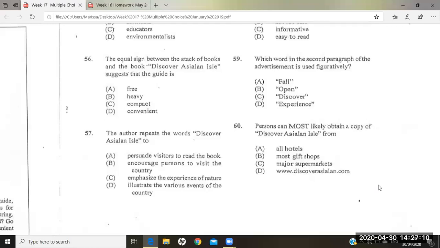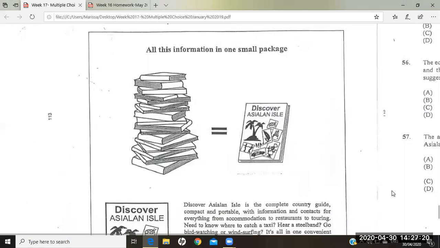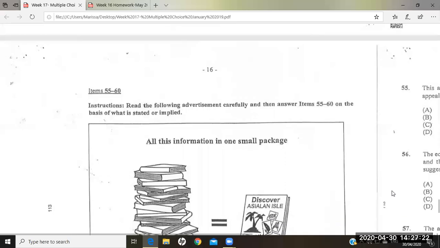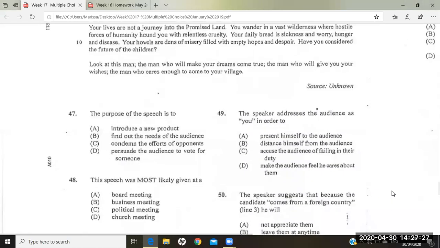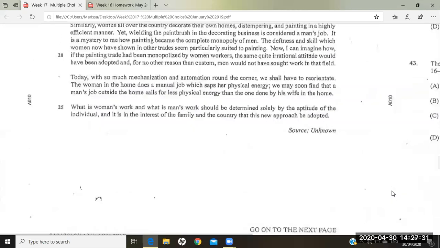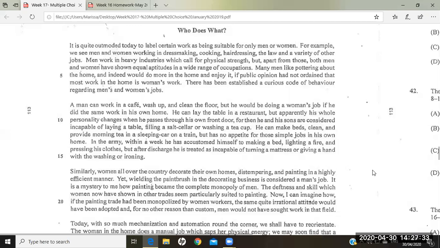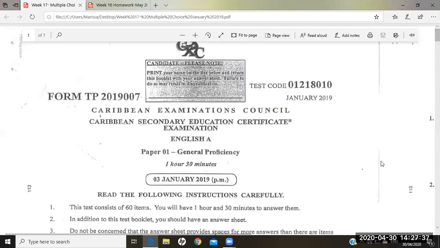Good job. So we went through all six questions. You guys saw some new questions in that this advertisement was a new one. And when we even looked at the passage on who does what work, some of the questions you guys have seen before, and some of the questions it was the first time that you guys saw the question. So overall, what did y'all think about this paper? This was a January 2019 paper. So what did you guys think about this paper? Was it difficult?